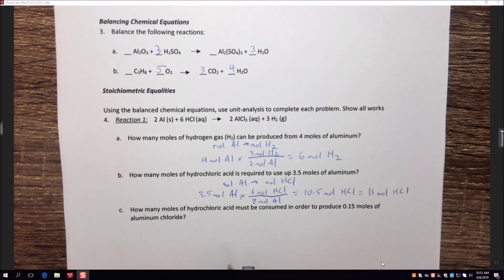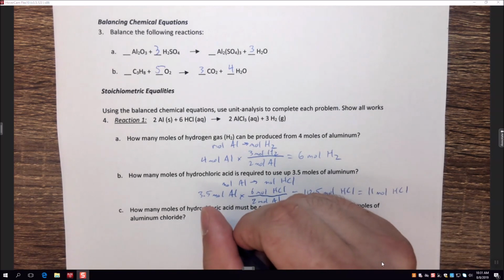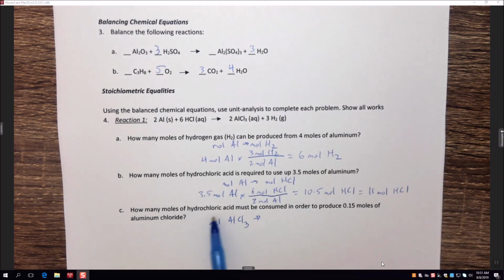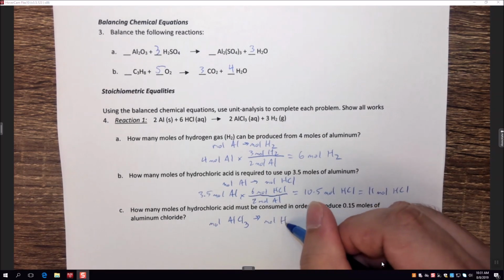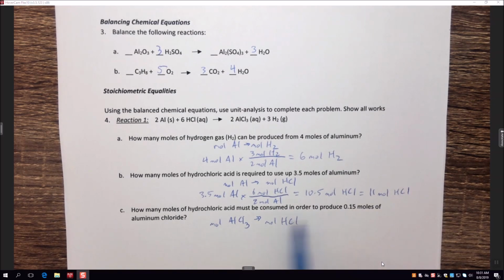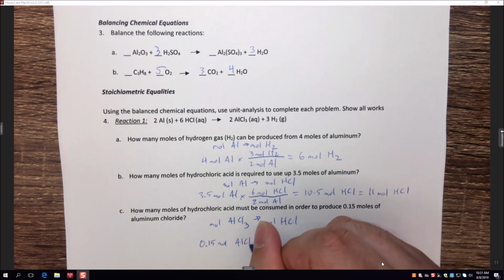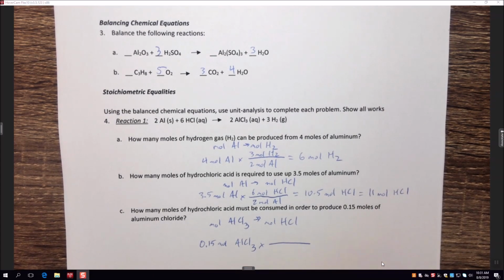So, for our last problem using this equation, how many moles of hydrochloric acid must be consumed in order to produce 0.15 moles of aluminum chloride? Again, it seems like there's something fancy going on here because we're talking about consuming chemicals, but in the end we're just talking about moles of one thing and moles of another. So in this case, we have moles of aluminum chloride, moles of AlCl3, and we're trying to convert to moles of hydrochloric acid, moles of HCl. So we start with our given here, our 0.15 moles of AlCl3, and we're going to convert it to moles of HCl.